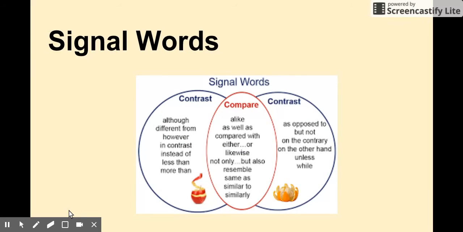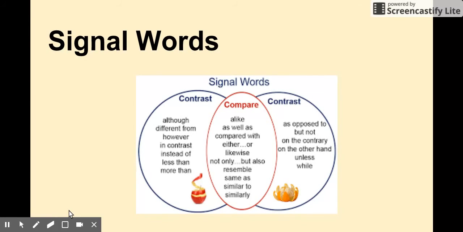Now, if you look at the Venn diagram, which is the graphic organizer that we use to find comparing and contrast relationships, as you can see on the outside of the Venn diagram, we have our contrast signal words. Let's repeat starting on the left side. Although, different from, however, in contrast, instead of, less than, more than. Now the right side, as opposed to, but not, on the contrary, or in contrast. On the other hand, unless, and while. Those are words that signal or let us know that we are about to have a difference of the two.